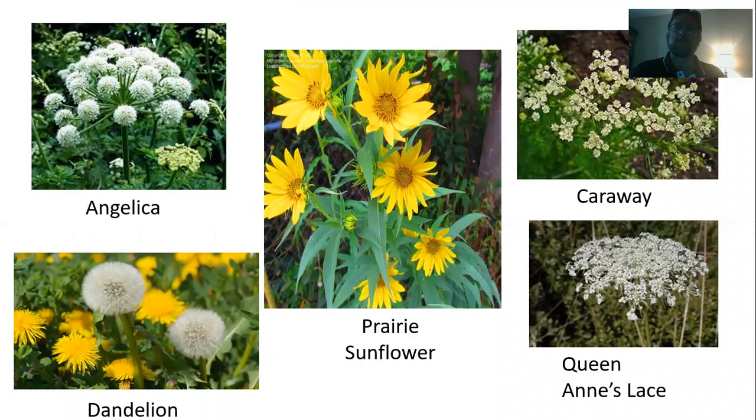Some plants that are really attractive to lacewings: dandelion is a wonderful one, angelica, prairie sunflower is a wonderful plant to include, not only for its attractiveness to beneficial insects, but also because of those beautiful blooms. And then also caraway and Queen Anne's lace.